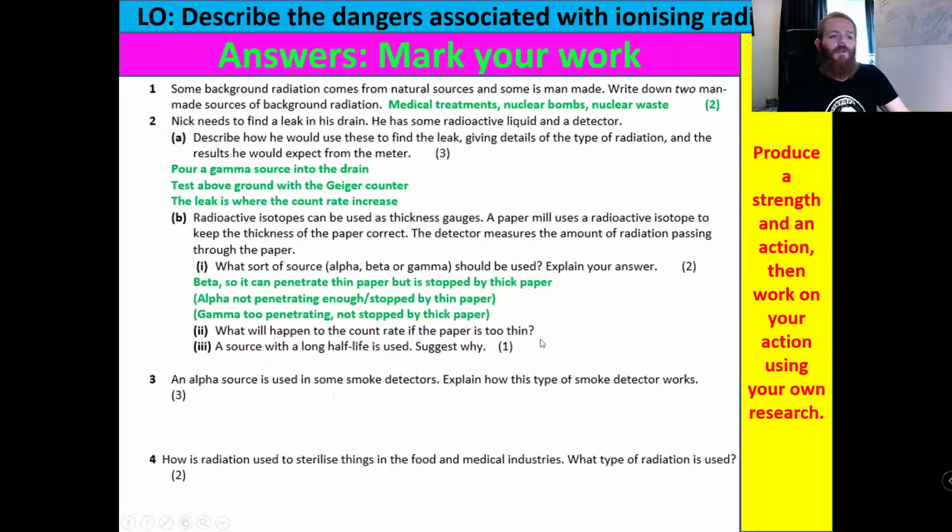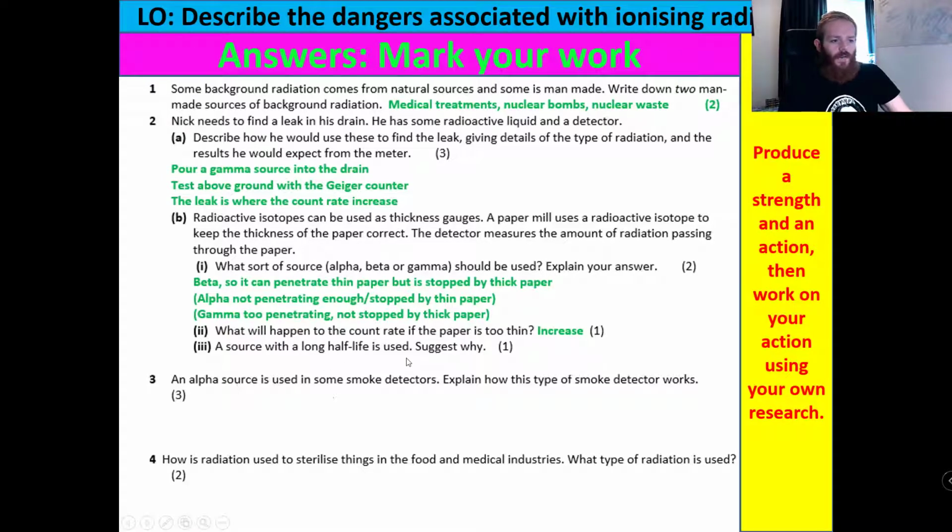What will happen to the count rate if the paper is too thin? It'll go up. So if I've got something that's giving out beta decay there, and I've got paper there, and all of a sudden the paper gets thinner, well, more beta particles are going to be able to pass through it, so the detector will detect more, so the number would actually increase.